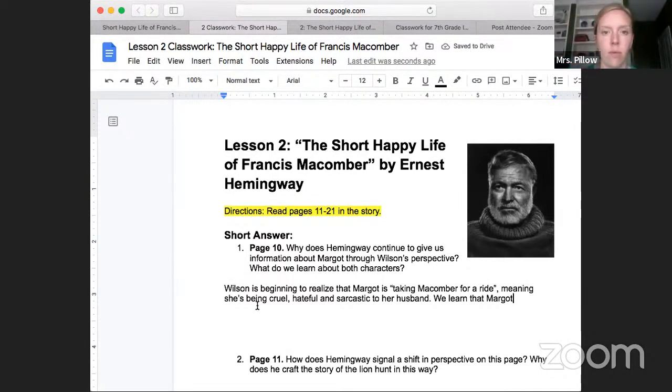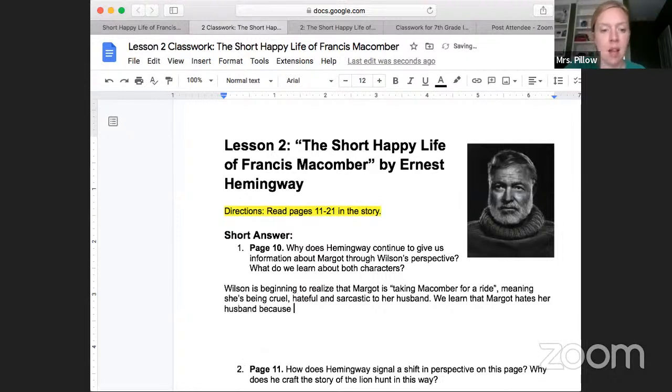Maybe that it's that he... it's okay. Do you need help? We learn that she really hates her husband when he's unable to be quote unquote masculine and show bravery. Okay. What do we learn about Wilson here? Let me put it this way. How does Wilson feel about women in general?